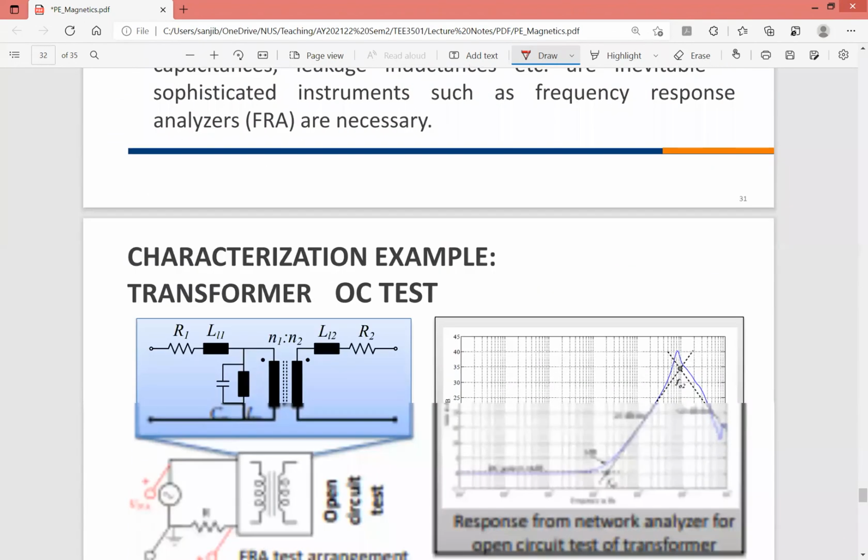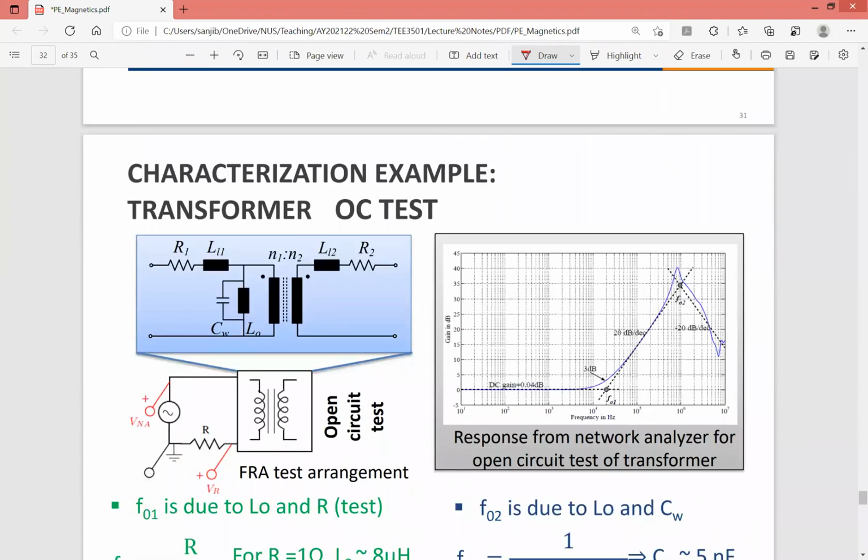Now for the transformer, the model will be the ideal transformer, then the leakage inductance and the resistance, and the magnetizing inductance and the core resistance. But here we would be interested in the interturn capacitance, right?